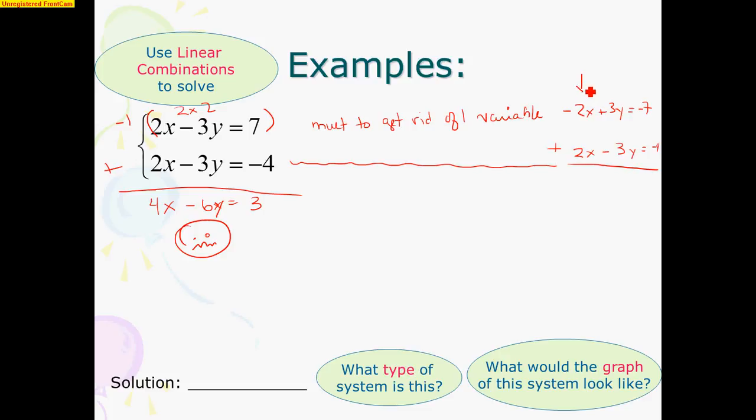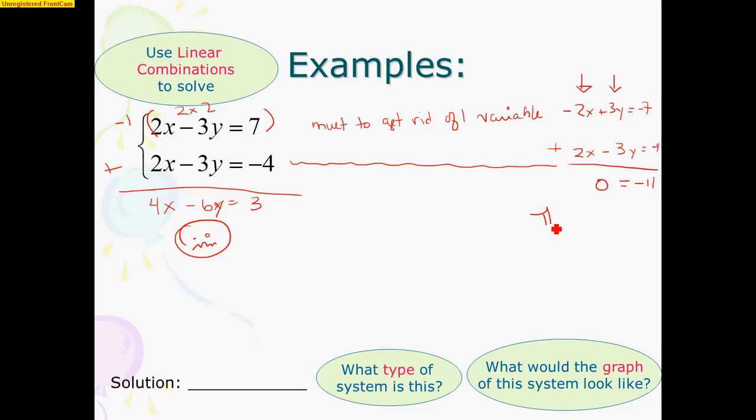And now look at that. I'm so happy the x's are going to go away. I get 0 x's and, okay, when I add down the y's, I get 0 as well, meaning the whole left side is 0. And the whole right side is negative 11.